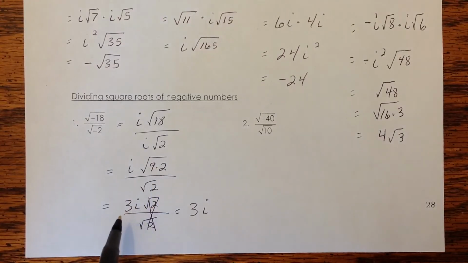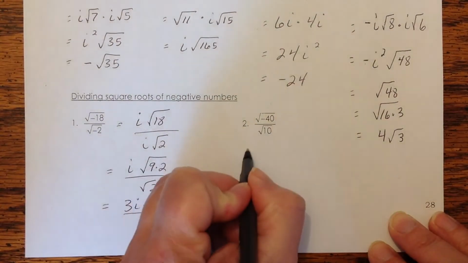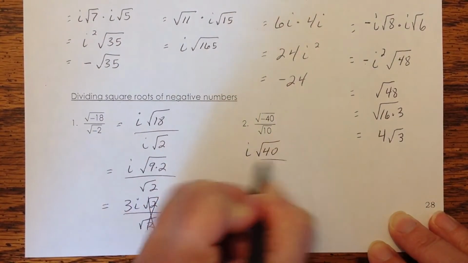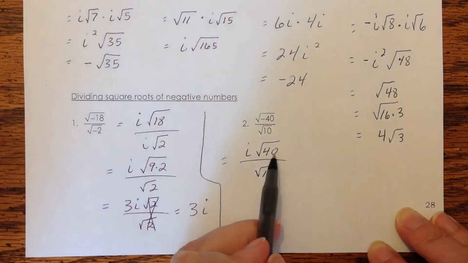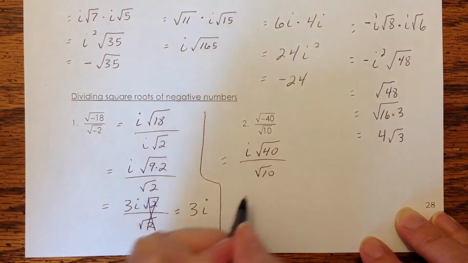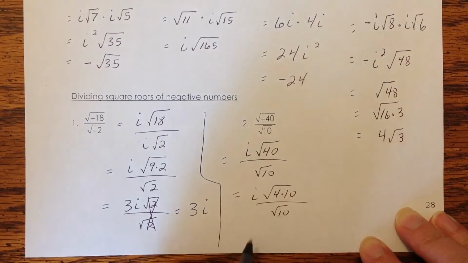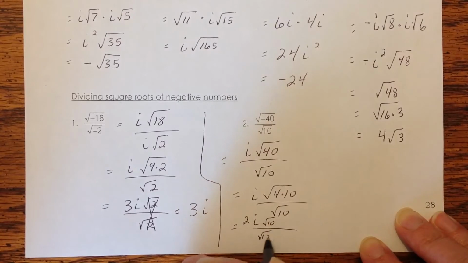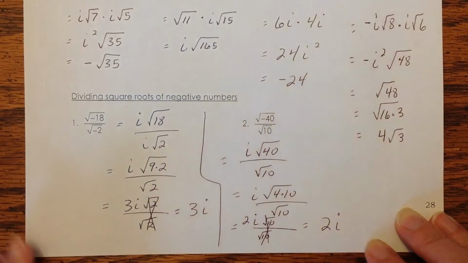The way to write this expression is write the whole value before the i and always write any radical at the end. We would do the same to problem 2. We would take out our i and get square root of 40 over the square root of 10. I would want to look for any perfect square that goes into 40. Well, I would say 4. So now I have 2i root 10 over root 10, and those cancel out. So I get 2i.